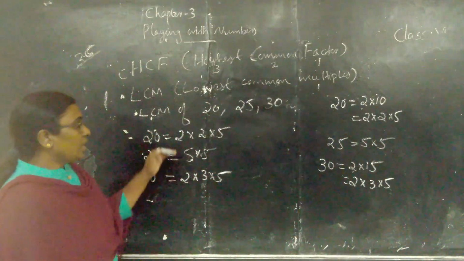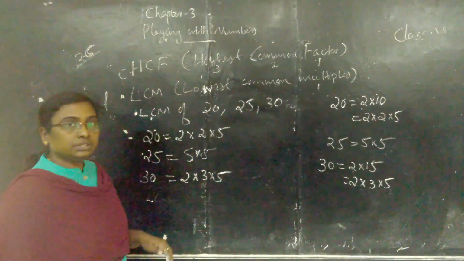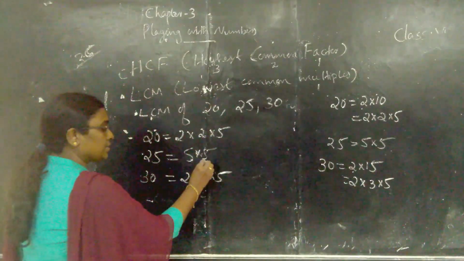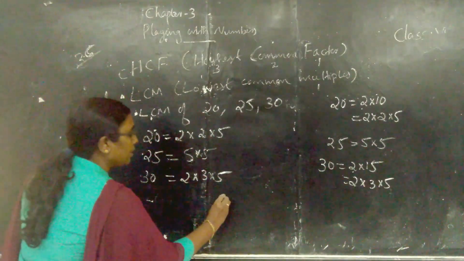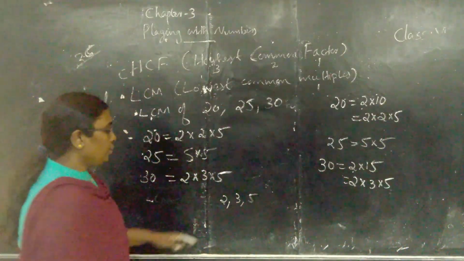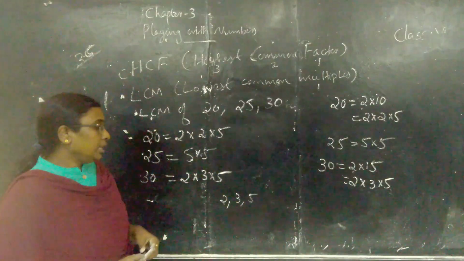So, what are the prime numbers we used in these three numbers? In 20 it is 2 and 5. In 25 it is 5. In 30 it is 2, 3, 5. So the prime numbers are 2, 3, 5. No other prime numbers are present in these three numbers.